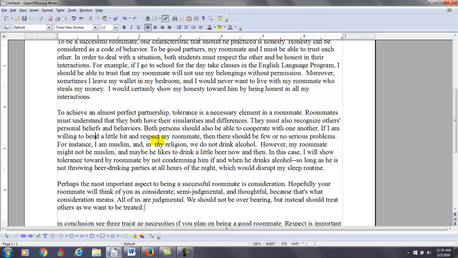For instance, I am Muslim, and in my religion we do not drink alcohol. However, my roommate might not be Muslim, and maybe he likes to drink a little beer now and then. In this case, I will show tolerance toward my roommate by not condemning him if and when he drinks alcohol, so long as he's not throwing beer drinking parties at all hours of the night, which would disrupt my sleep routine.